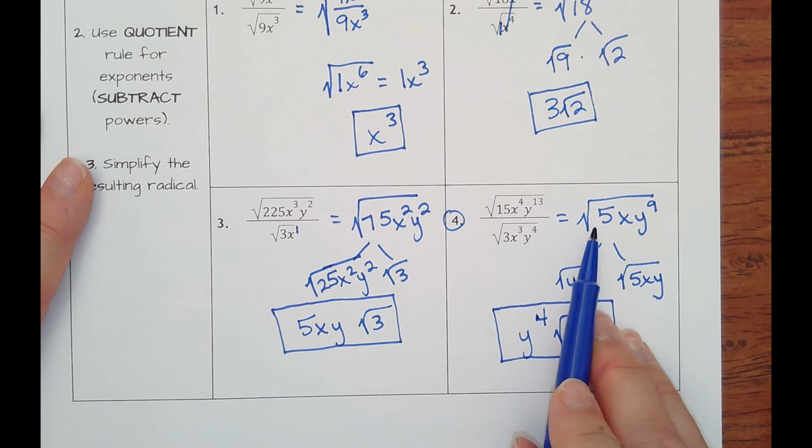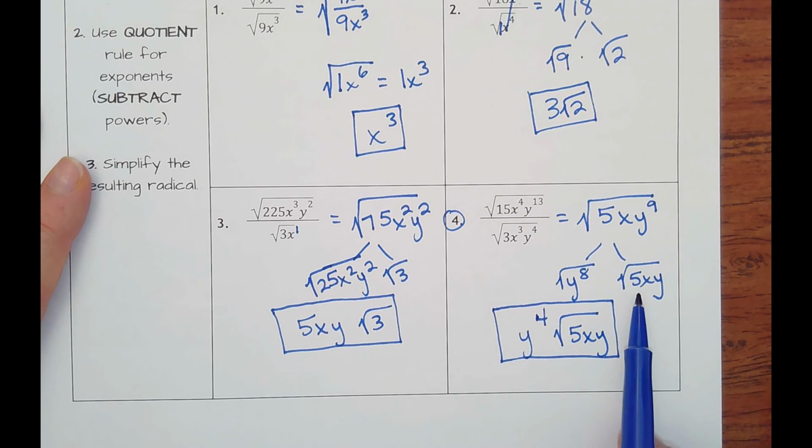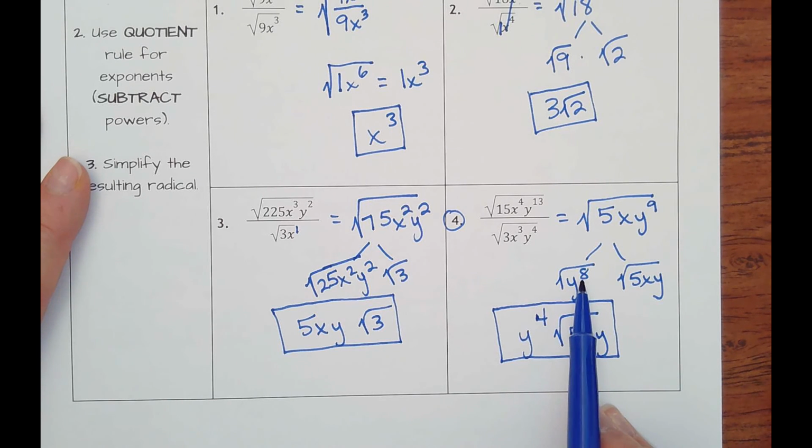Okay, we got square root of 5xy to the 9th when I do the quotient rule. I cannot break down the 5 or the x, and then the y to the 9th will have a y to the 8th get square rooted, with the leftover y. That makes y to the 4th square root of 5xy.